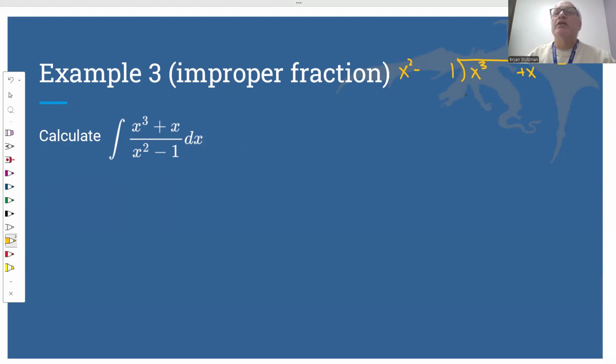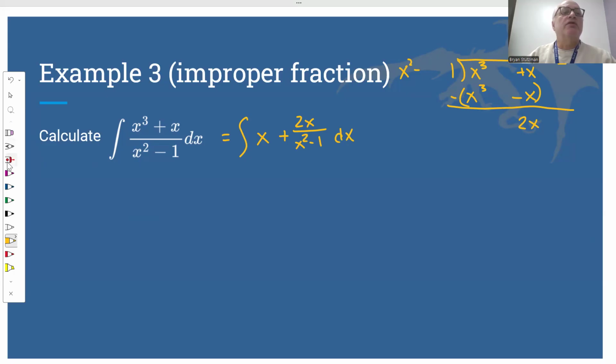Multiply my divisor by x, I get x cubed minus x. Subtract that divisor, and I get the x cubes cancel out. X minus a negative x is 2x. And I have nothing else to bring down. And 2x has a smaller degree than the divisor, so my remainder is 2x divided by my divisor, x squared minus 1. So now I have, it's the same as the integral of my quotient, which is x, plus 2x over x squared minus 1.